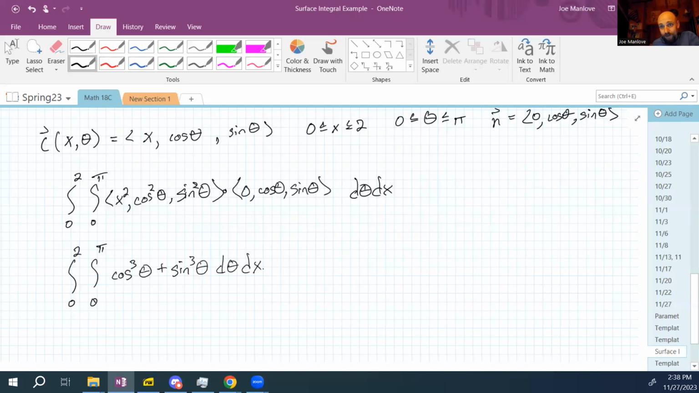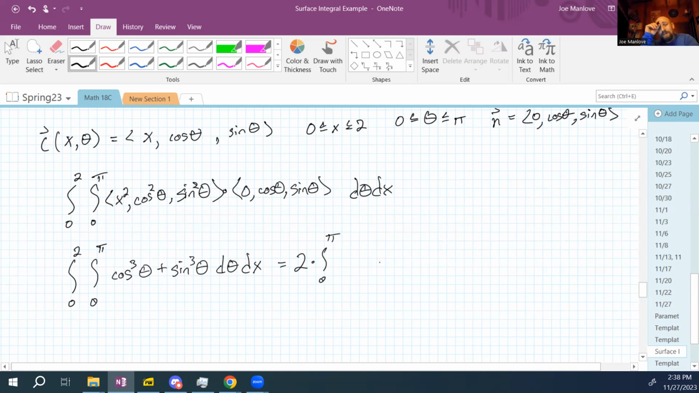Well, I guess we're gonna have to do some integration. The good news is the x integral just throws a 2, so we can reverse the order and just integrate dx first. So I've got a 2, and then I've got times the integral from 0 to pi.